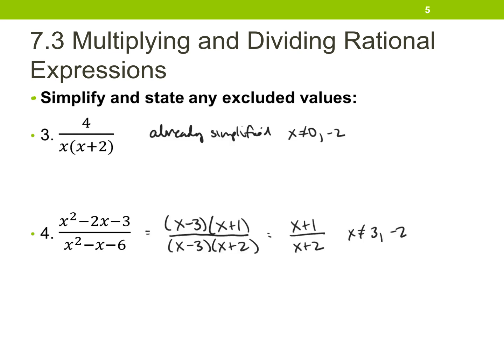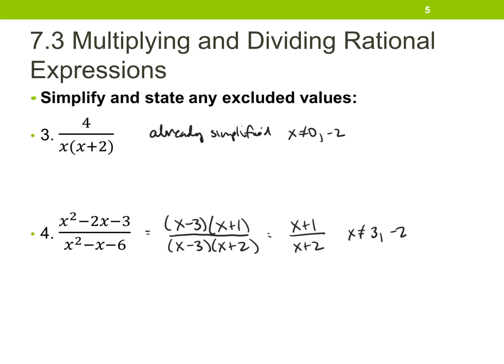Okay, so if you did this correctly, you will notice that number 3 is already simplified. There's nothing that cancels. However, you still need to state that the excluded values on x cannot equal 0 due to the presence of this x right here, and x cannot equal -2 due to the presence of this x over here.